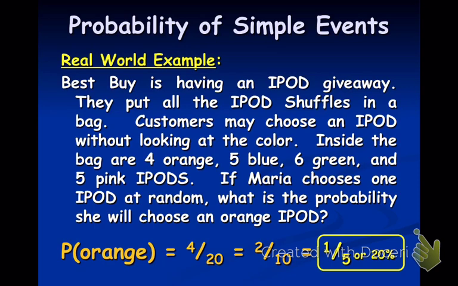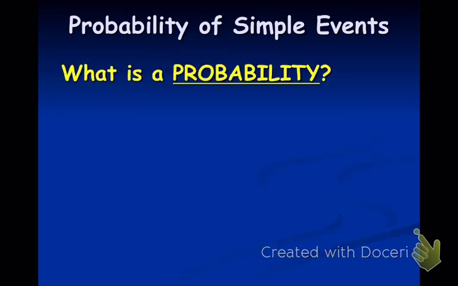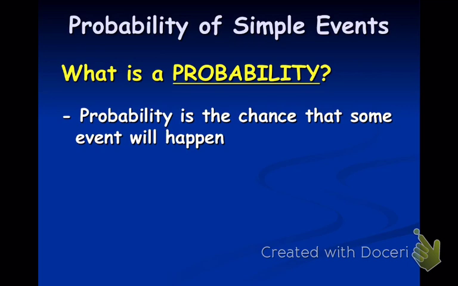So what is probability? Give the video a chance to catch up. Here we go. Probability is the chance that some event will happen. What are the chances of this happening, or of that happening? And when it comes to chances, it's always out of 100%.